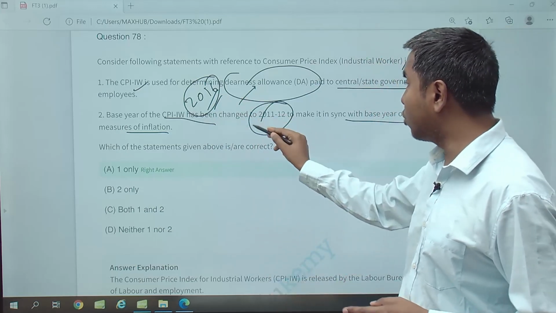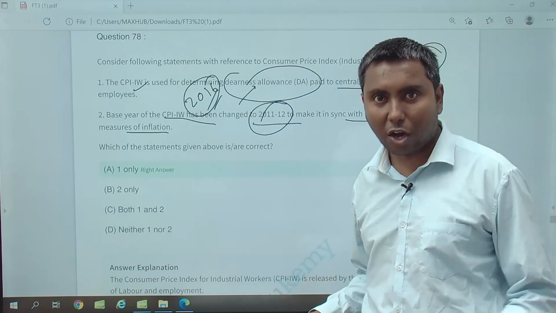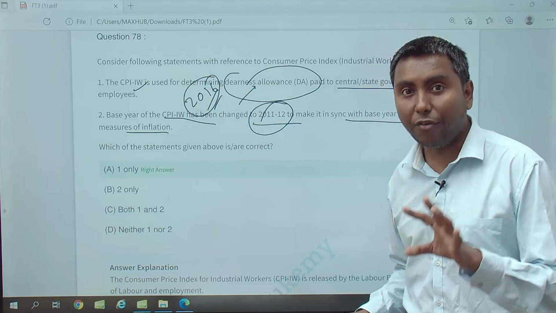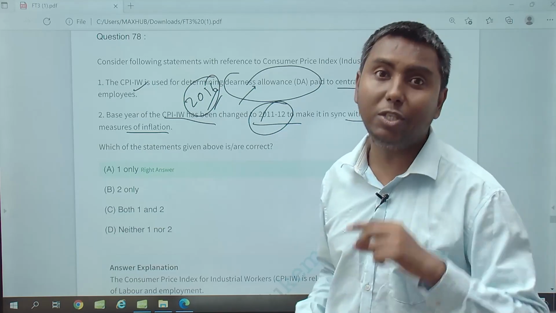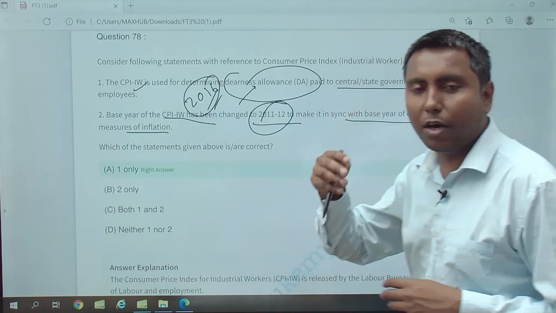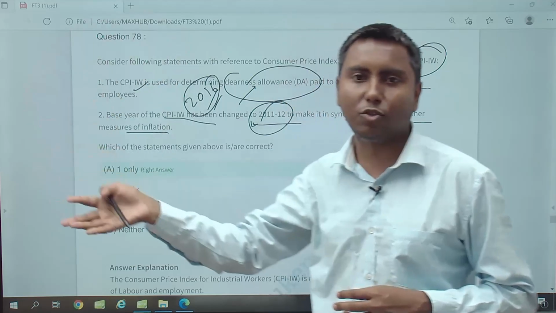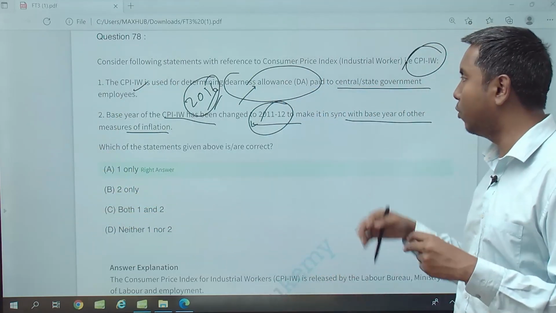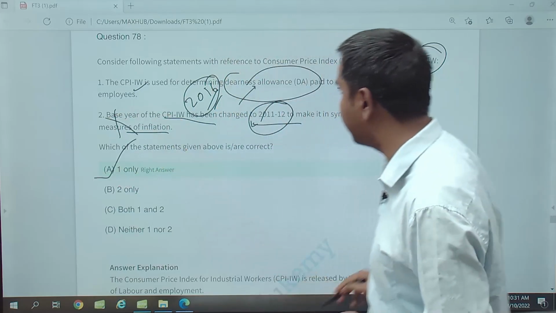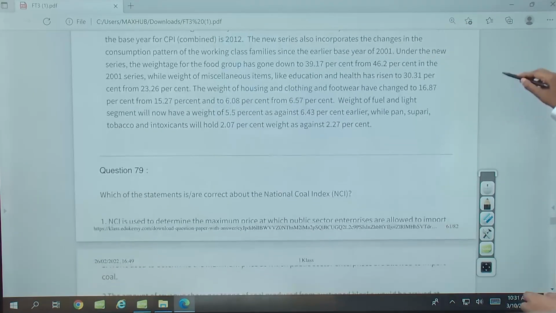So not 2011-12. Okay, 2011-12 is the base year of WPI, and 2011-12 is the base year of GDP. 2011-12 is also the base year of IIP. So you should know. Once you see one question, you can relate it with other such concepts so that it works as a revision tool. So you know that statement 2 is correct. Answer is 1 only.